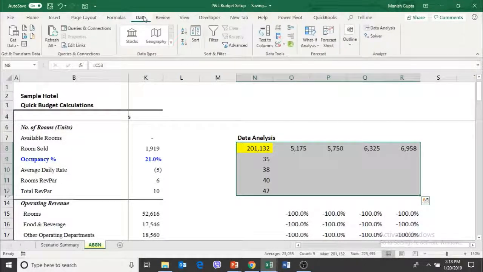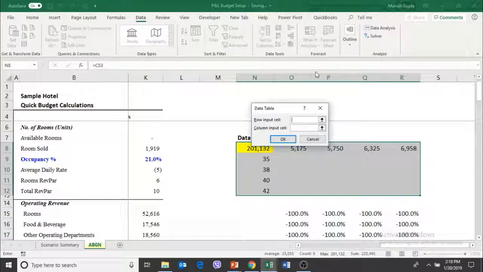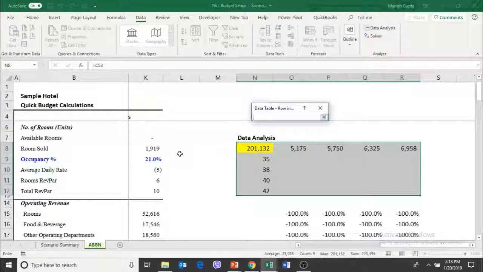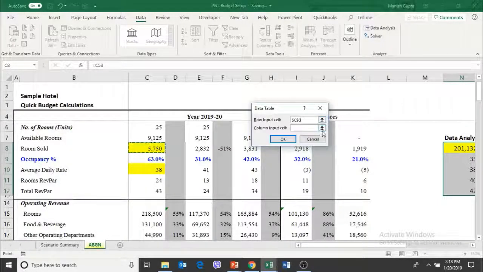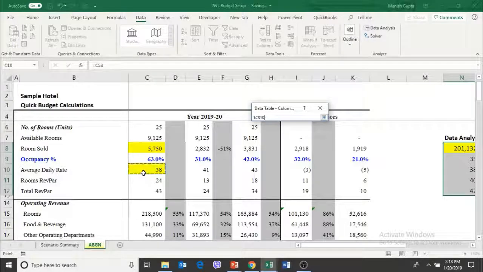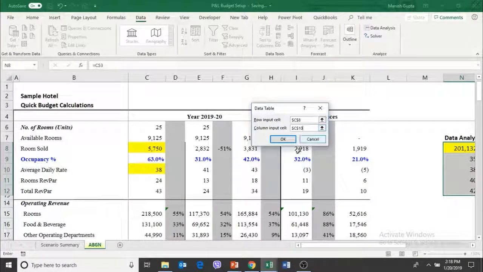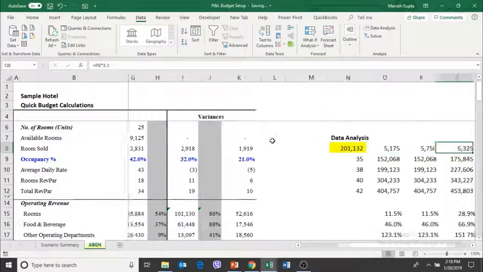Under data, what-if analysis and data table, and then you will put what is the row cell. So the row cell here is your occupancy, right? The row is occupancy, correct? So the occupancy is this link. But it has to be a key in. It should not be a formula. And the column is your rates. So you click with your rates, and then you can click OK. So it will give you a scenario.